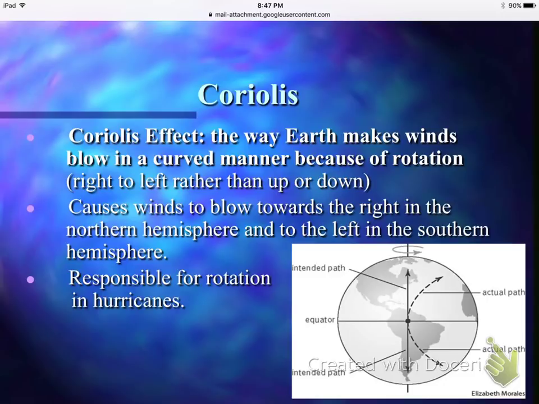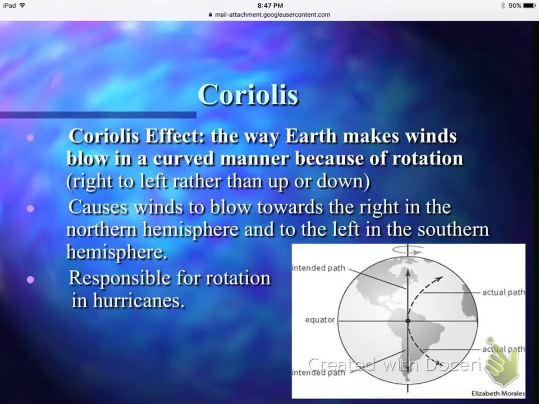Something really interesting that we have to talk about is the Coriolis effect. Nobody ever really wonders why our winds blow from side to side instead of up and down, but there's a reason for that, and it's called the Coriolis effect. This is defined as the way that Earth makes our winds blow in a curved manner because of rotation. We all know that Earth rotates on its axis, side to side, obviously, not up and down. And how it's rotating is causing these winds to blow in that curved rotation, so right to left instead of up or down.